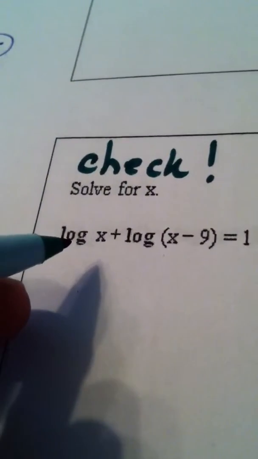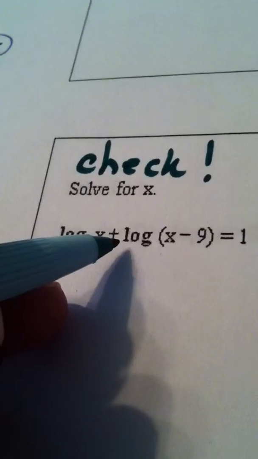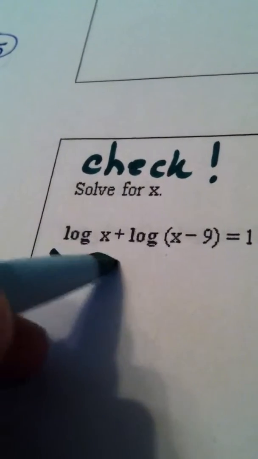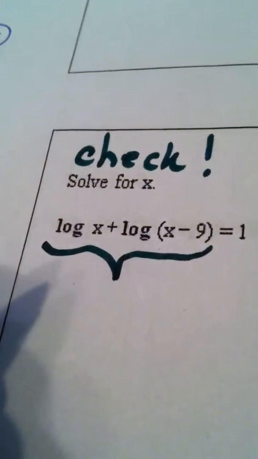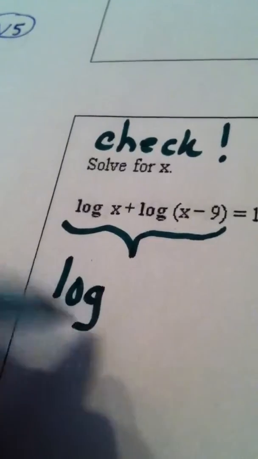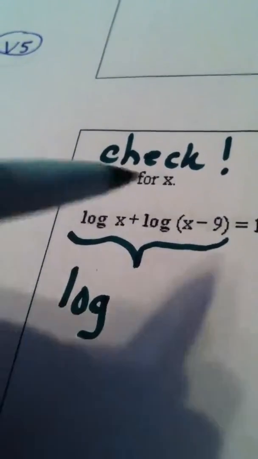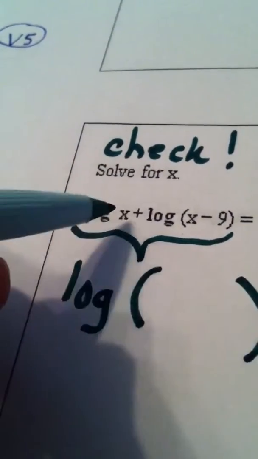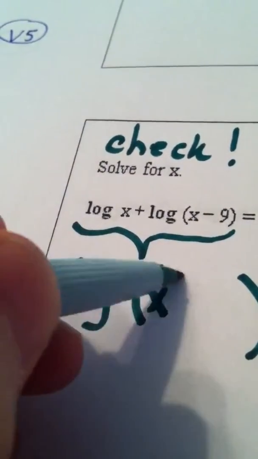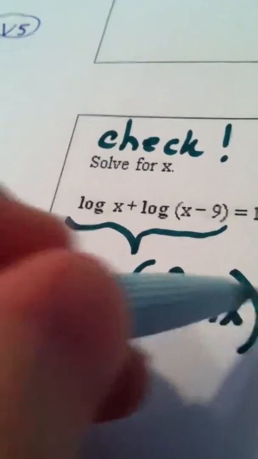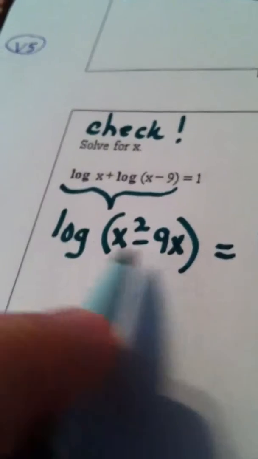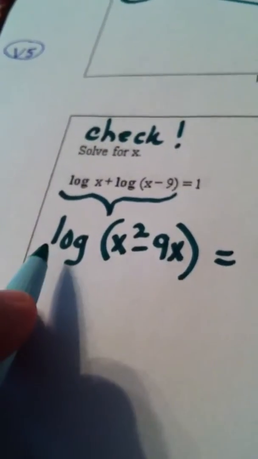Well, hopefully you remember with the laws of logs, when you see a plus in the middle, that came from the product law. So using the product law for logs allows me to turn this into a single log. That means I write the log function one time of the product. And x times x minus 9 is x squared minus 9x. So my first step here was to apply the product law of logs.